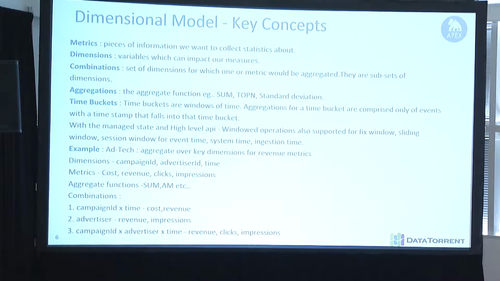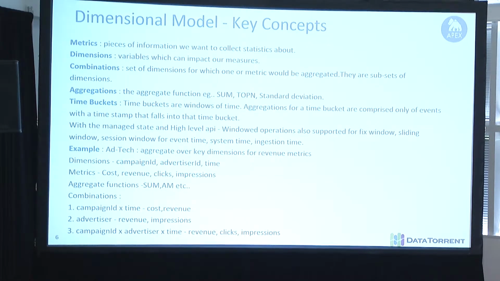The example of this model could be, like I said, in ad tech, where you want to aggregate over key dimensions for revenue metrics. That would be the use case. The dimensions could be campaign ID, advertiser ID, and time, so you want to run your minute-level aggregations, day-level aggregations, hour-level aggregations, what have you. And the metrics in this case could be revenue, impressions, and clicks. So, the amount of revenue that was generated, that the ad cost to display, which users clicked over what period of time, and how many ads were actually served.